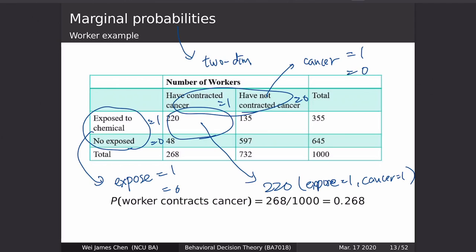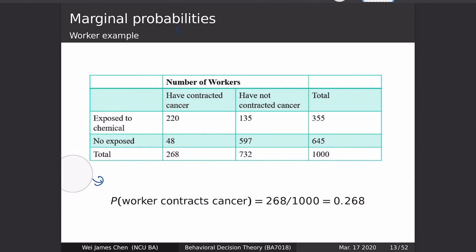Okay, and what's the marginal probability? The idea is actually quite simple. The marginal probability is for when there is two-dimensional data, right? There's the first dimension and the second dimension. But I only want to know the probability of all workers that have contracted cancer. What's that? This is actually quite simple, right?